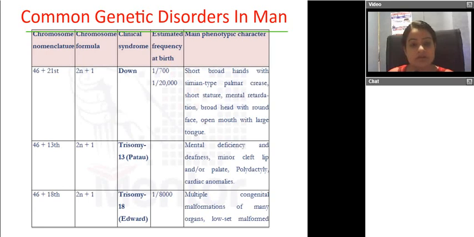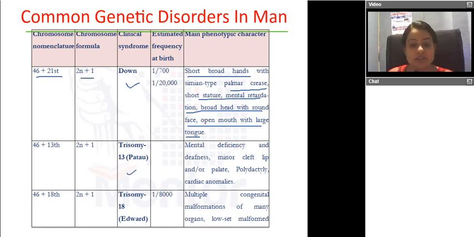The first one that we have already seen is Down syndrome. It has individuals with short and broad hands, palmar crease, short stature, mental retardation, broader forehead, round mongoloid face and open mouth with a large tongue. It is because of the trisomy in the chromosome number 21.